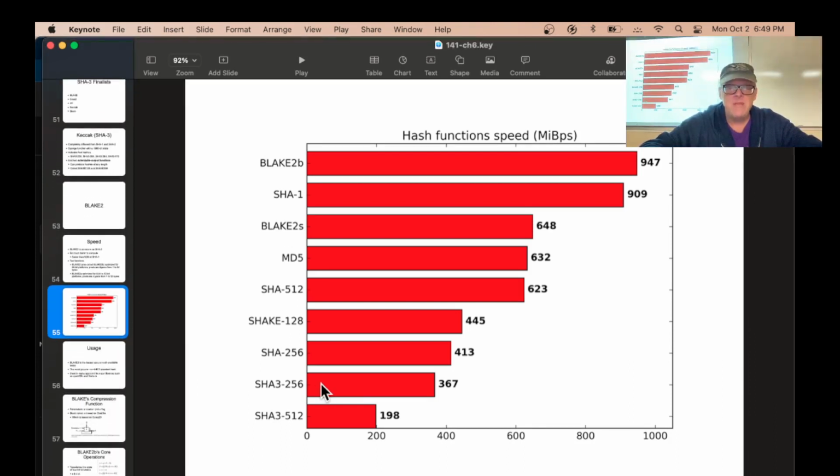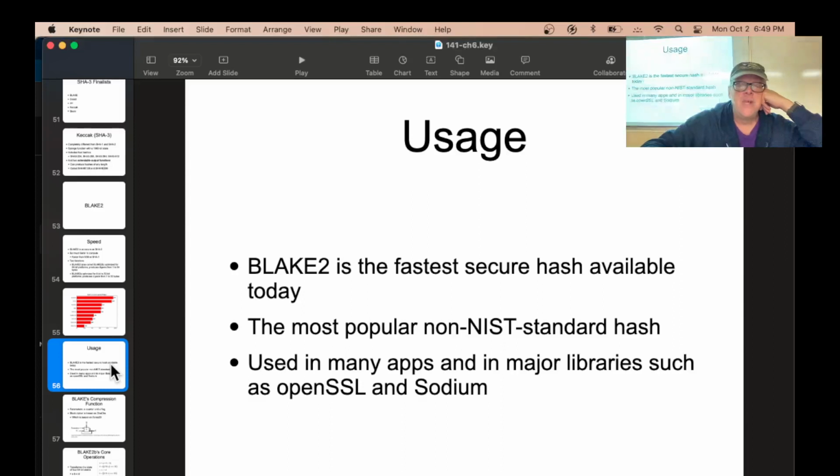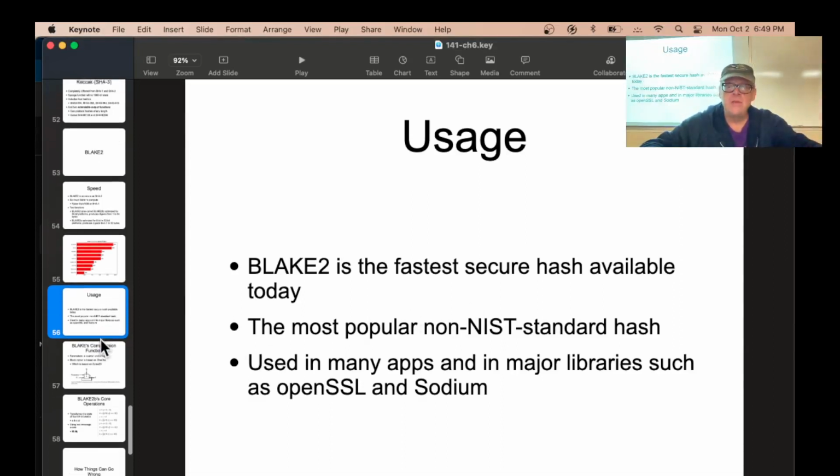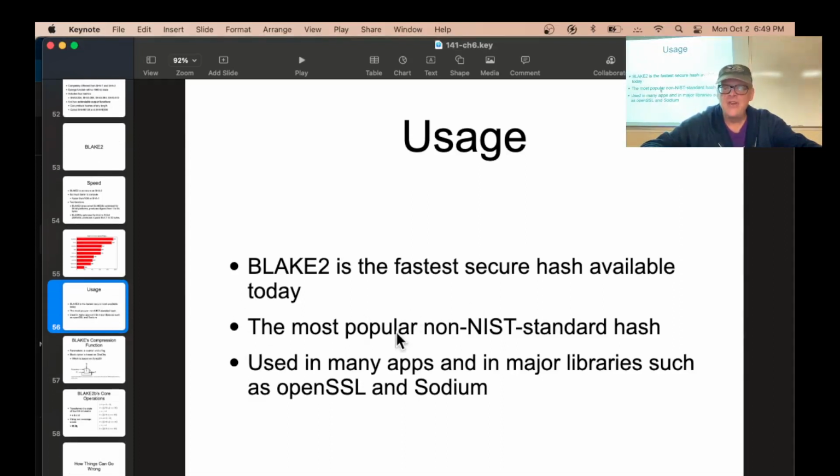And in fact, many people are still using SHA-1, although I think SHA-1 is being deprecated gradually and everyone's moving to SHA-2. All right. And so it's the fastest secure hash available, the most popular non-standard hash. Many apps do use it, like OpenSSL and Sodium, which we'll talk about in the projects. Sodium uses all the best, most modern algorithms, and it's easy to use. A Python library, it's also ported to many other languages. That's why if you're designing any new product, what you should do is use Sodium.